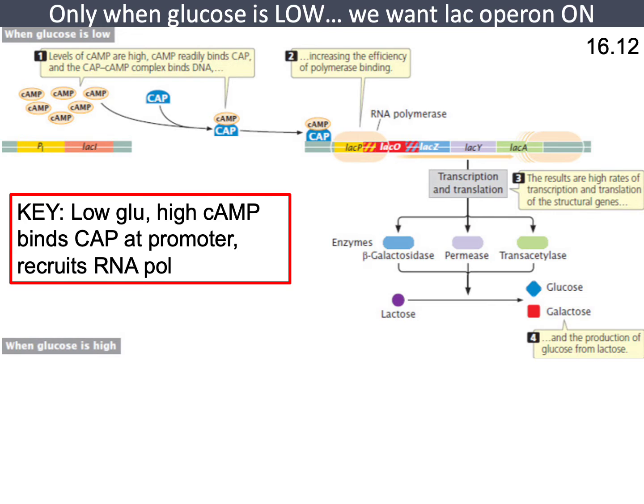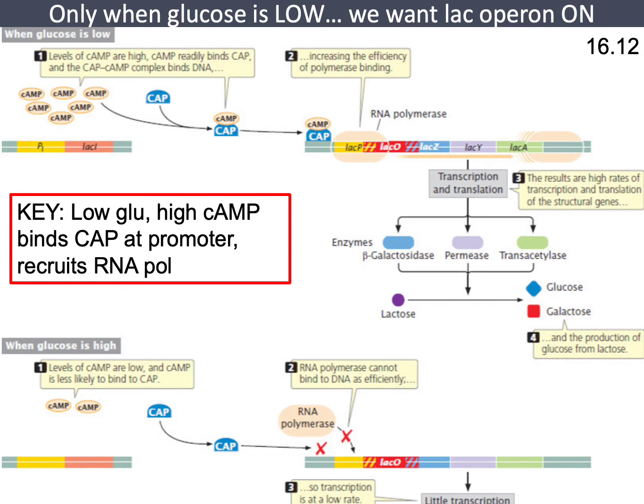So when glucose is low, we're going to see high levels of cyclic AMP. And when there's high levels of cyclic AMP, that means that CAP will be bound by cyclic AMP, and this complex here, this blue CAP protein bound by cyclic AMP, will bind near the promoter, recruiting RNA polymerase to the promoter, and so we're going to get higher levels of transcription. And this makes sense. We want to be able to turn the system on at high levels if glucose is at low levels.